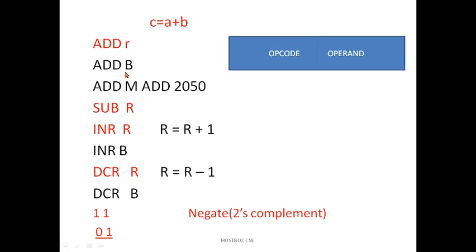Okay, let's go for some examples here. Add R. Add R means add the value in the register. For example, you can say add B. What does that mean?